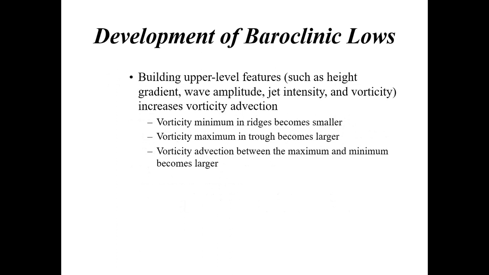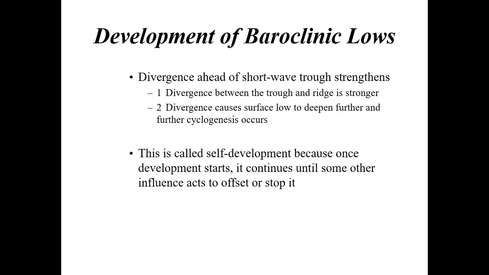We get building upper level features such as height gradients, wave amplitudes, the jet intensity. We have an area of very strong blowing winds aloft, as well as vorticity. The rate of spin is increasing, the vorticity advection. And that vorticity minimum occurs typically in ridges, and that eventually becomes smaller. The vorticity maximum value in the trough becomes larger. So now we have a larger vorticity gradient in the mid-levels of the atmosphere, and that's also favorable for continued development and progression of the low as it develops.